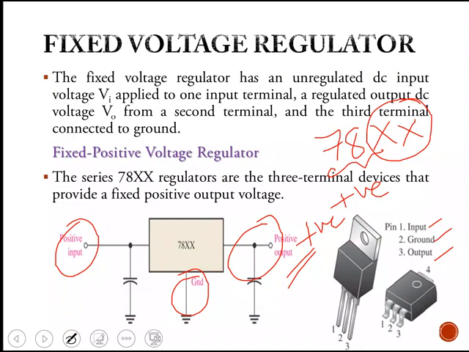Say suppose we have 1, 2 here, then we get a plus 12 volt DC supply. If we have 0, 5, it indicates we get a plus 5 volt DC supply, and so on. So this type of regulator comes along with a protection circuit for protecting the IC.